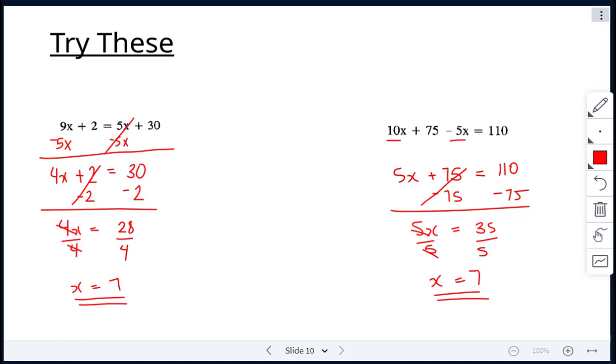All right, so a really good question here is, how are we supposed to know when to combine? It depends on whether they are on the same side of the equal sign. Here the 10x and the negative 5x are on the same side of the equal sign. We're not moving across the equal sign, so you can combine those together. Here, we had a 9x on the left side of the equal sign, and a 5x on the right side of the equal sign. So anytime you're moving across the equal sign, you have to do the opposite operation.